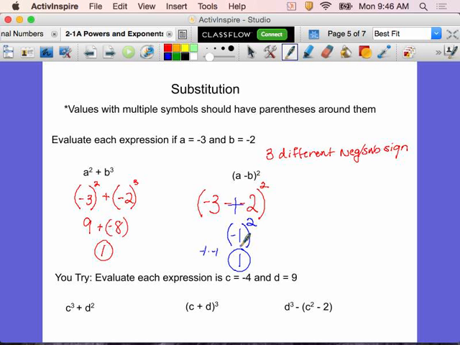I would like you to pause the video and evaluate the 3 U-tries at the bottom, and then I will go over them on the next slide. So pause the video now and do the 3 U-try problems.